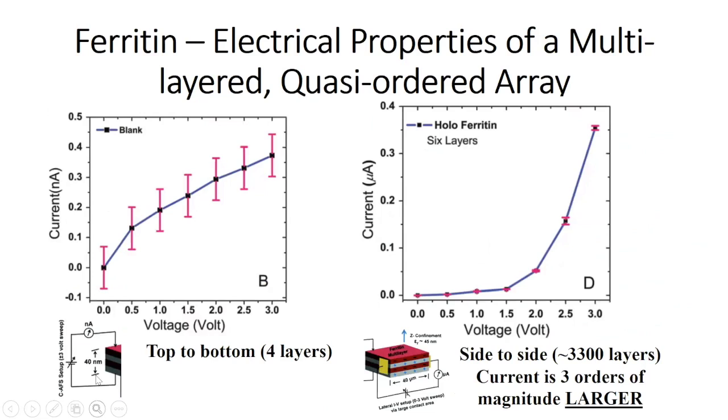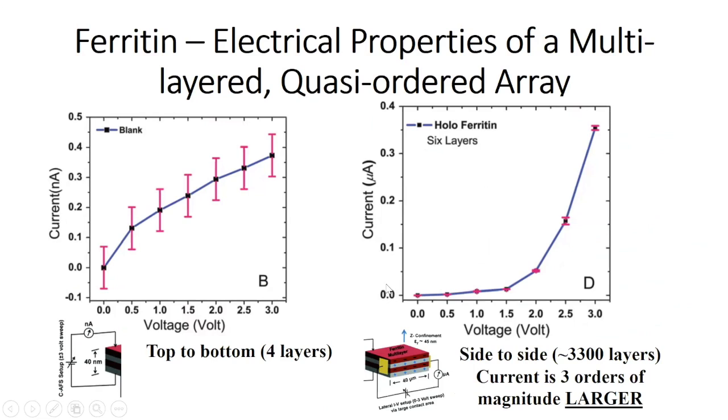From top to bottom, nanoamperes of current were measured in a roughly linear relationship up to 4 layers in thickness. Above 4 layers, no current flow was measured. However, from side to side, microamperes of current were measured in a logarithmic relationship.